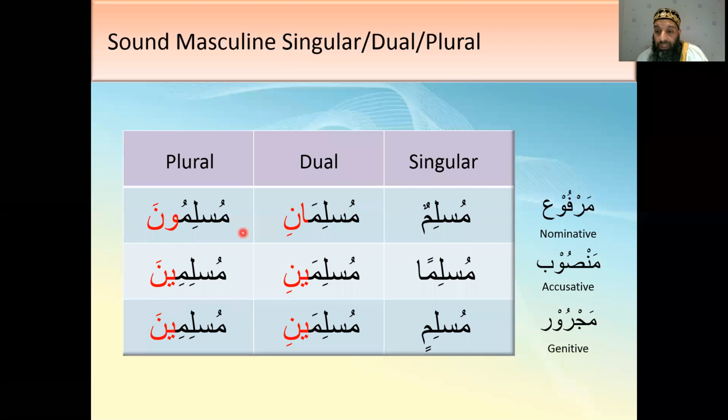Zalimun. What does zalim mean? Anybody know what zalim means? Bro, you zalim. What are you doing? Oppressor. Yeah, oppressor. He's done the wrong thing. So Zalimun is oppressor. How do you say two oppressors? Zalimani. And how do you say many oppressors? Zalimuna. Okay?